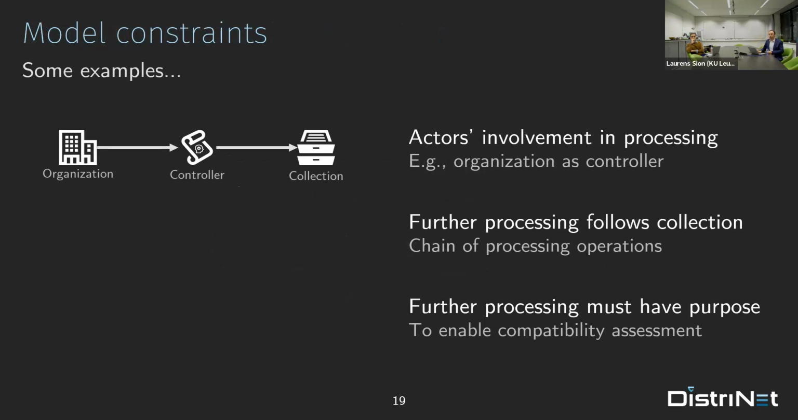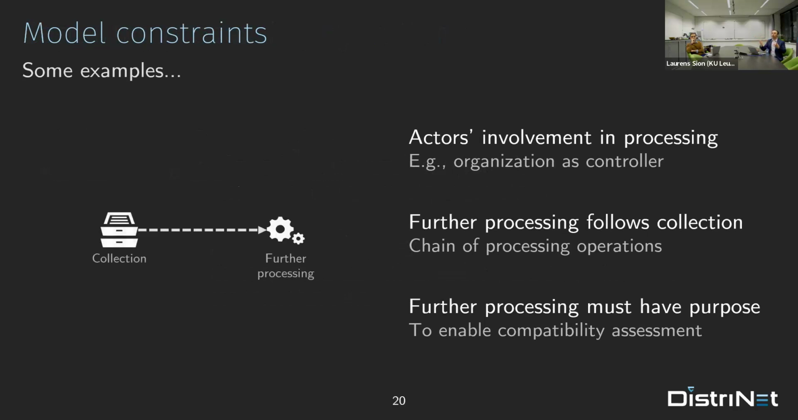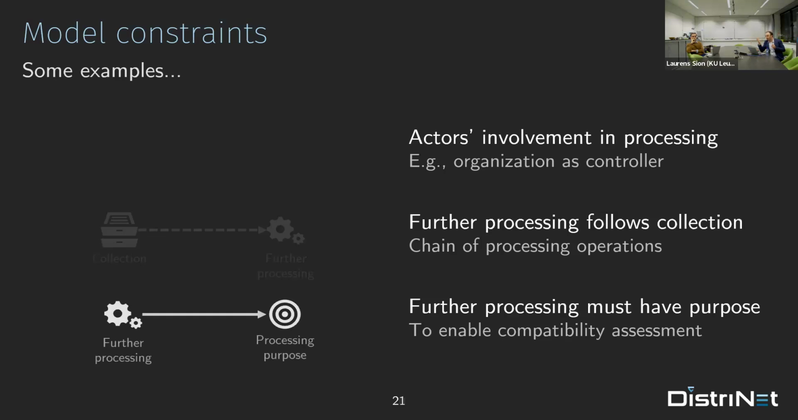We also need to have a sequence, so it's not that we can suddenly process some data out of the blue. By having these links between different processing activities, that ensures that we have a chain of processing operations and that we always start from an initial collection of personal data. Another element is, for example, the purpose. We can very easily verify that every processing activity specifies a purpose, which also has to happen.